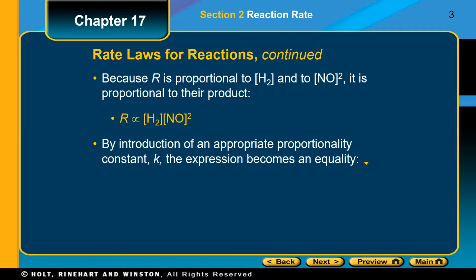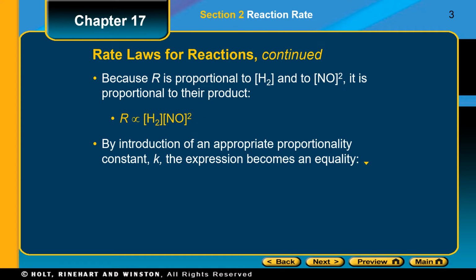So if I want to make this into an equation, I need to introduce a constant. And we're going to call this a proportionality constant into this equation. We've had this before earlier in the year when we were figuring out how much energy an electron had or a photon had.